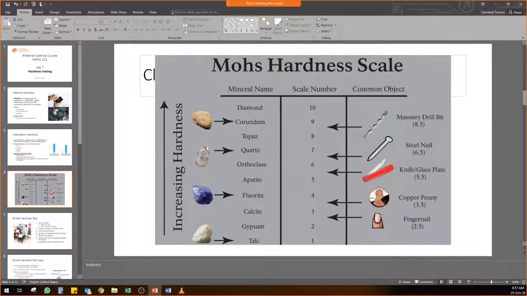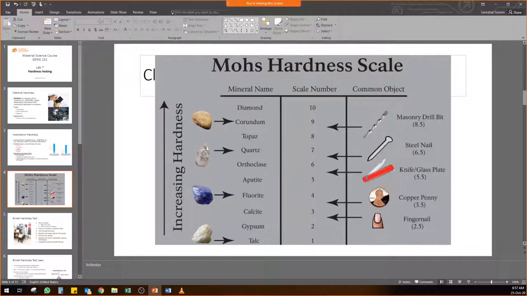And quartz. Quartz is the material we use to make glass. Also, if you know wrist watches, the glass of wrist watches is usually made of quartz material. Why? Quartz has a hardness number of 7.